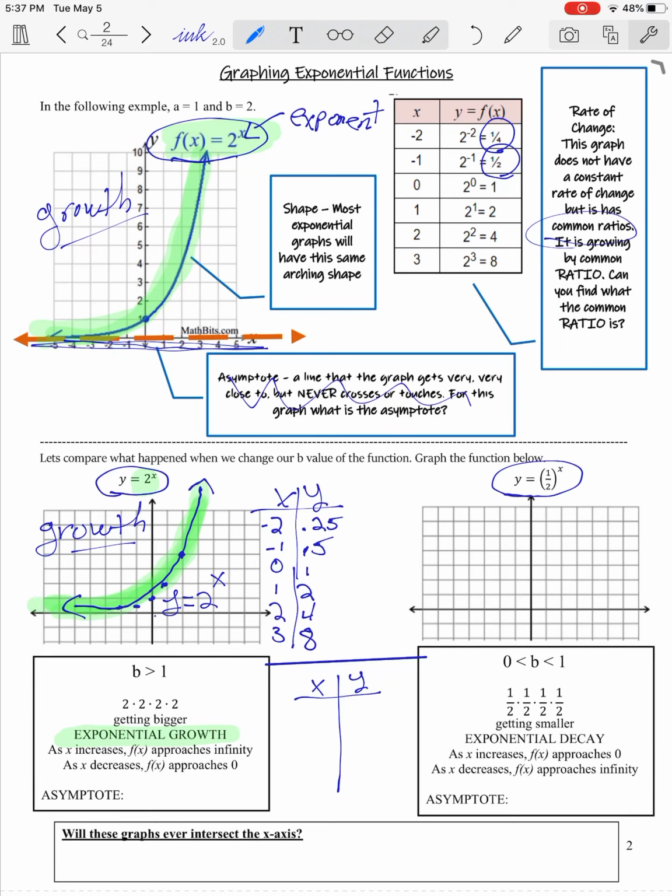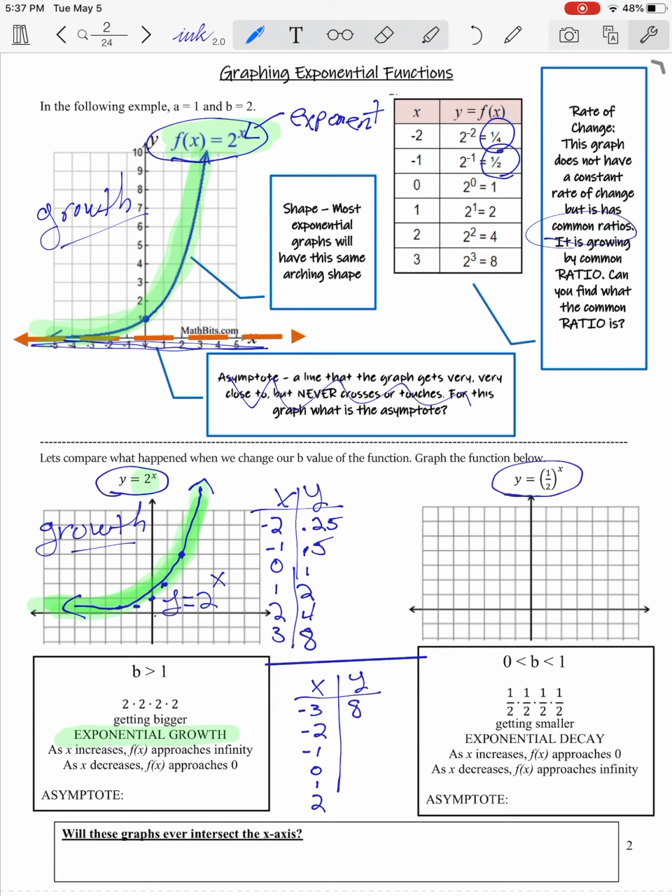Pause the video right now. Go to your calculator and find your table, write it down, then turn it back on and you look at mine. -3, -2, -1, 0, 1, and 2. And now I'm going to do 8.